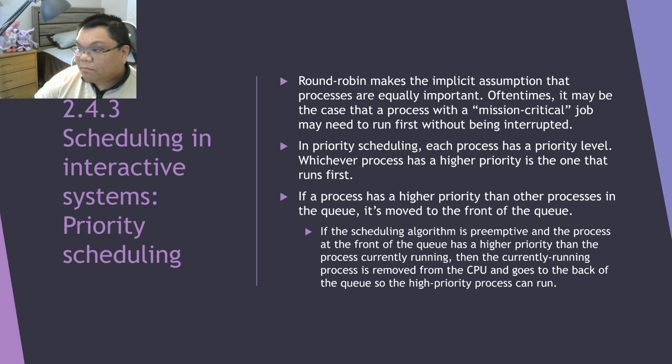So basically, in priority scheduling, each process has a priority level. Whichever process has a higher priority is the one that runs first. If a process has a higher priority than other processes in the queue, it's moved to the front of the queue. If the scheduling algorithm is preemptive and the process at the front of the queue has a priority higher than the process currently running, then the currently running process is removed from the CPU and goes back to the queue so the high priority process can run. And we do have a data structure called a priority queue that we can use to implement this, by the way.